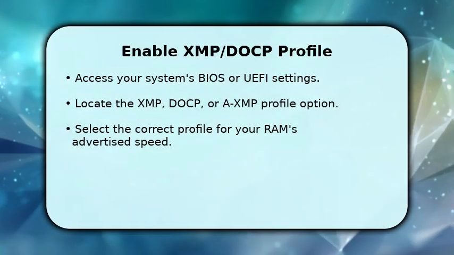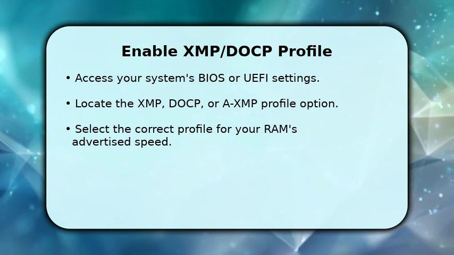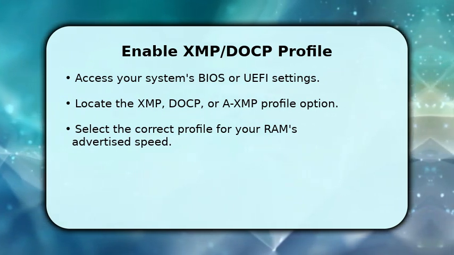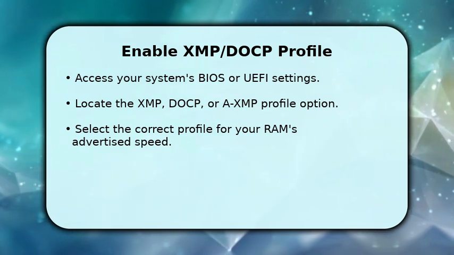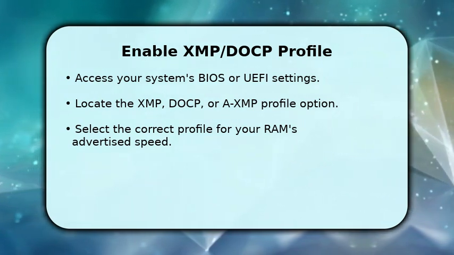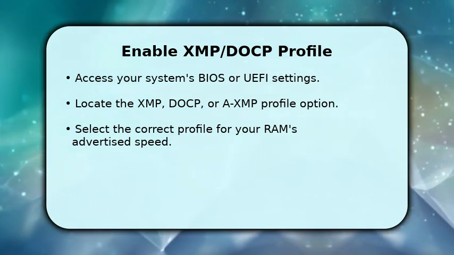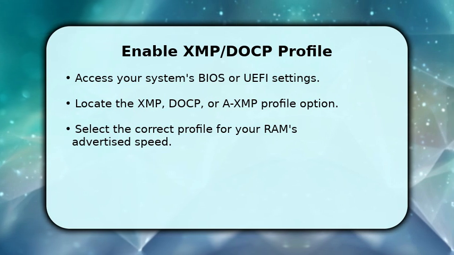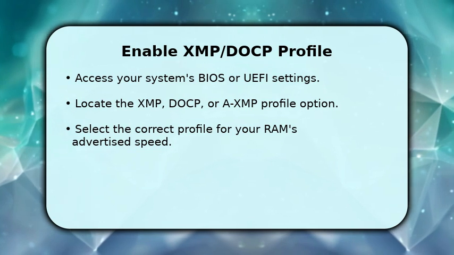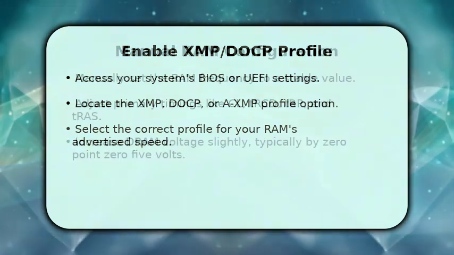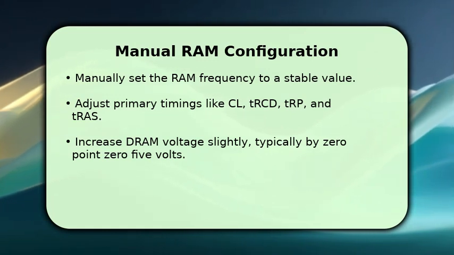Once in your BIOS or UEFI, navigate to the memory settings. Look for an option called XMP, DOCP, or AXMP. These profiles are pre-configured settings that allow your RAM to run at its advertised speed, often much higher than the default JEDEC standard. Enabling the correct profile, usually Profile 1, will automatically adjust timings and voltage for stable operation, unlocking your RAM's full potential. If XMP or DOCP doesn't work, you might need to configure your RAM manually.